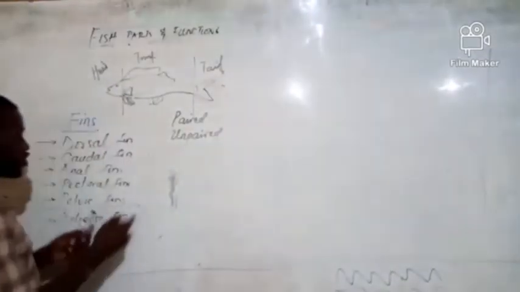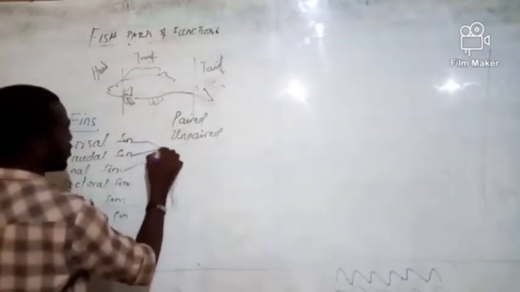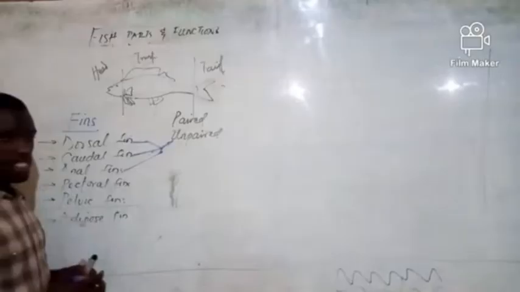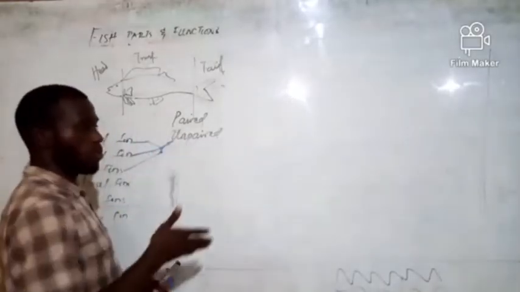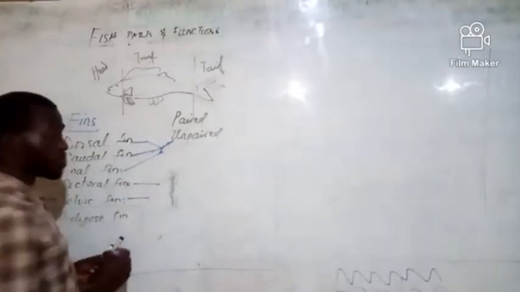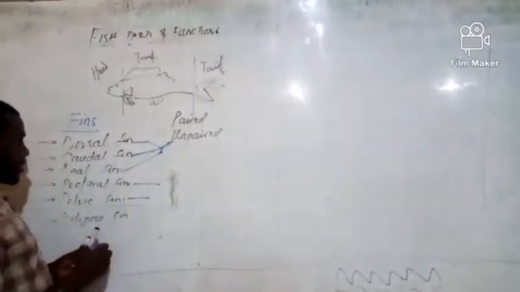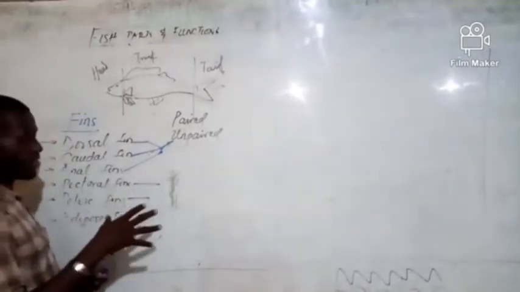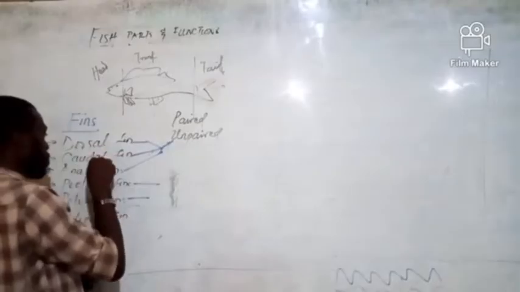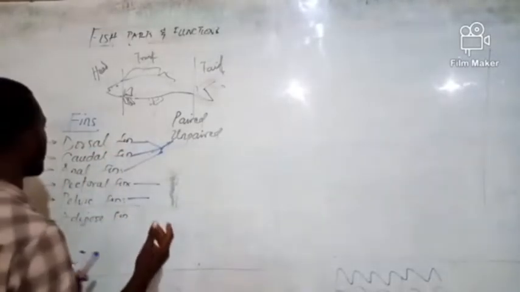Basically, we have the dorsal fin, the caudal fin, and the anal fin of the fish to be unpaired. That is, they are one each on the body of the fish. While we have the pectoral fin and the pelvic fins to be paired. So we have 2 pectoral fins and 2 pelvic fins, while we have 1 dorsal fin, 1 caudal fin, and 1 anal fin. Now, there might be, in some cases, where this dorsal fin is paired, and that is when we have the adipose fin joined with it.